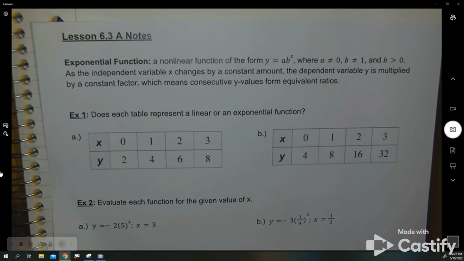As the independent variable x changes by a constant amount, the dependent variable is multiplied by a constant factor, which means that the consecutive y values form equivalent ratios. So the ones that come right after another will create equivalent ratios. Remember that ratios are fractions. So let's look at example 1.